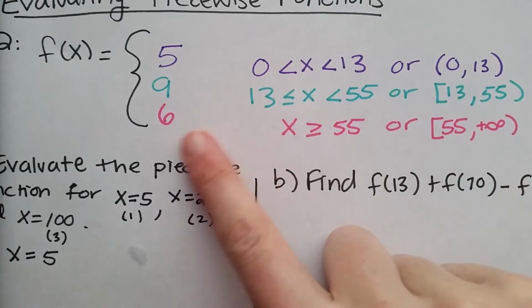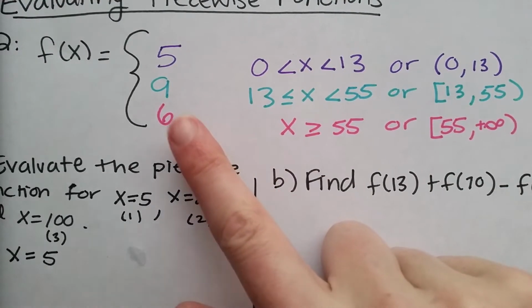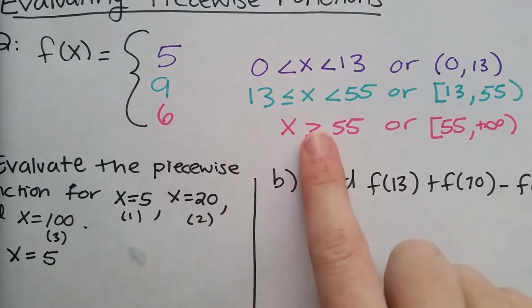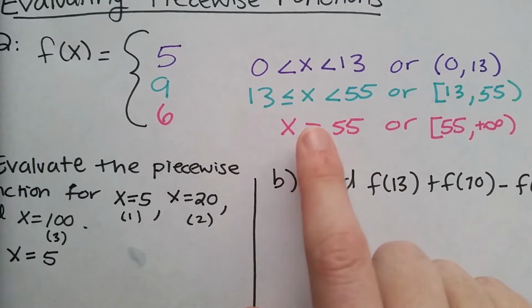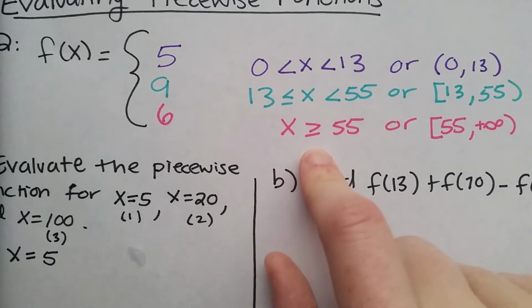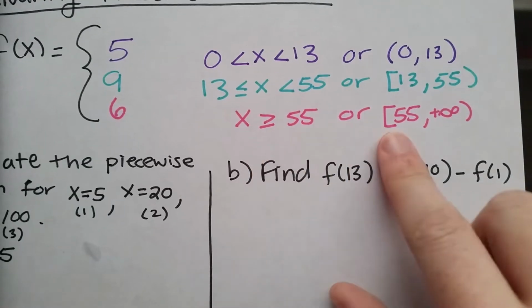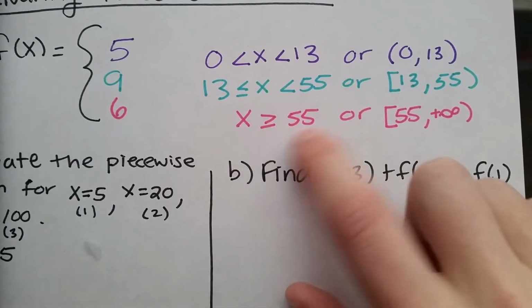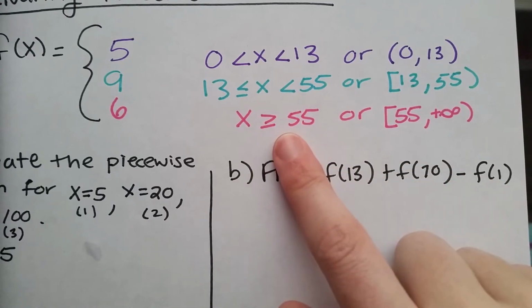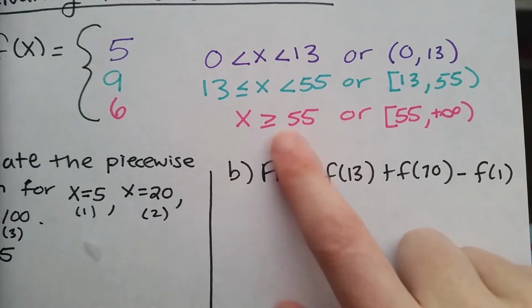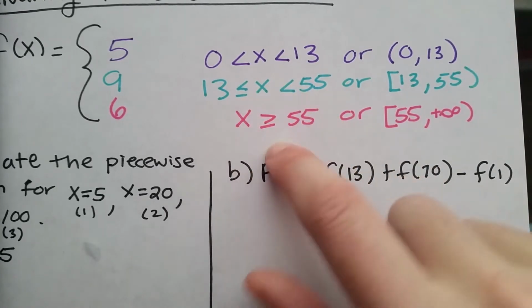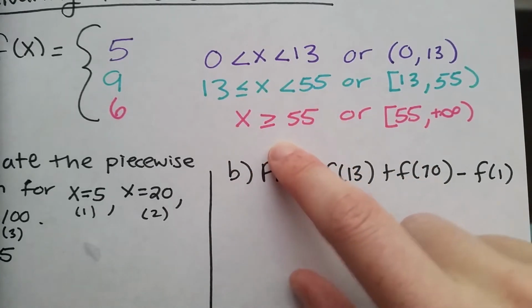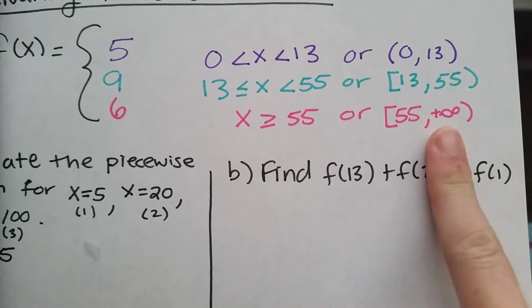Now the last value in our function, the function will always give you a 6 if x can equal 55 and is larger than 55. X is greater than or equal to 55. Now for this interval notation, the smallest number, when we're greater than or equal to 55, we can use 55. And since we're all the numbers larger than 55, we are headed in the positive infinity direction.